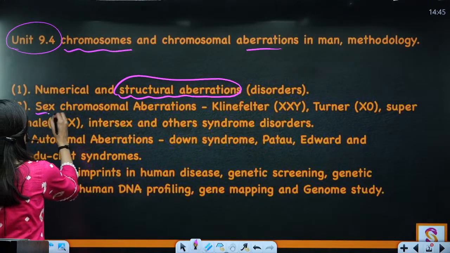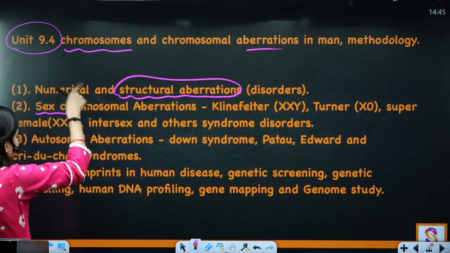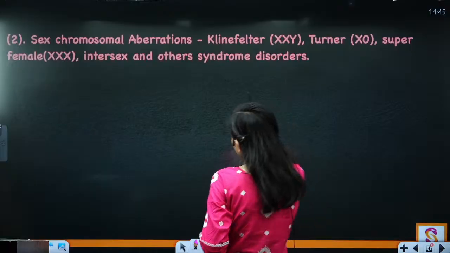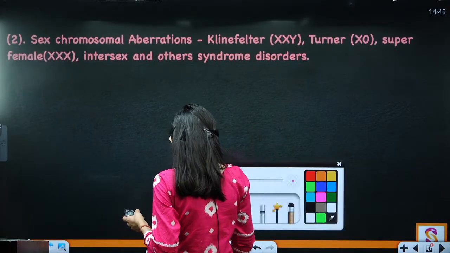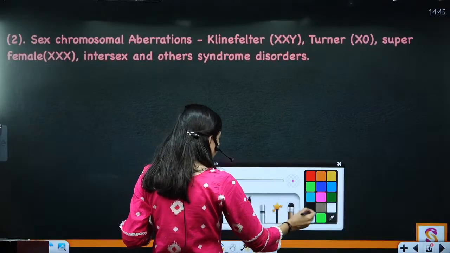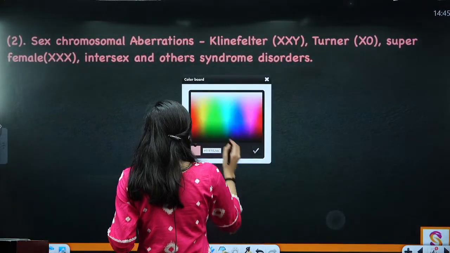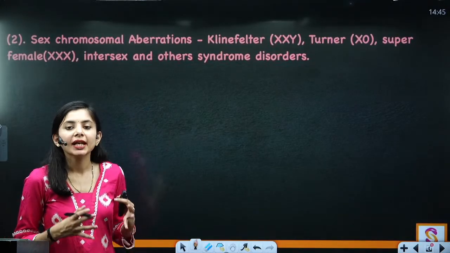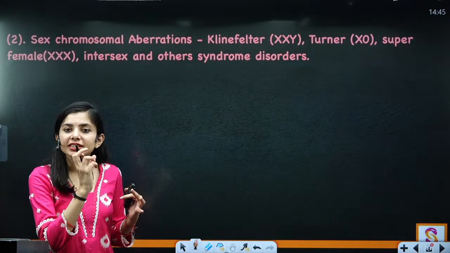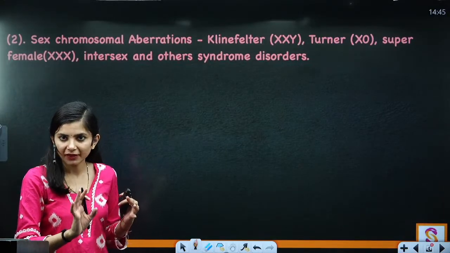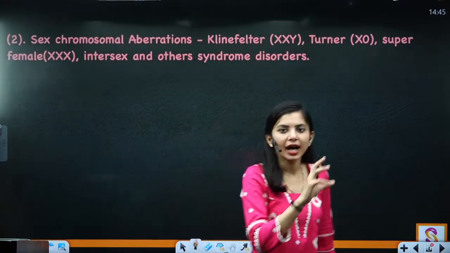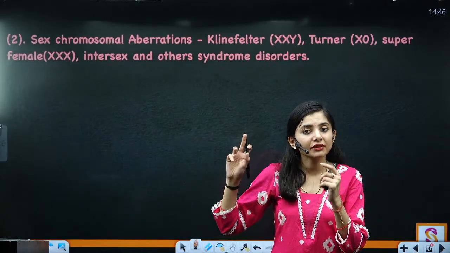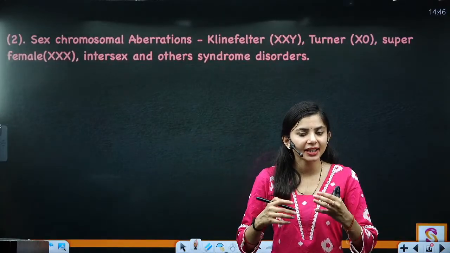So in today's class, we'll be first analyzing the sex chromosomal aberration. One thing I just want to repeat, and I want you to answer: there are some specific types of chromosomes that are entrusted with the responsibility to determine the gender. So you know that in our nucleus, there are 23 pairs of chromosomes. Now these 23 pairs of chromosomes are being categorized into two categories.